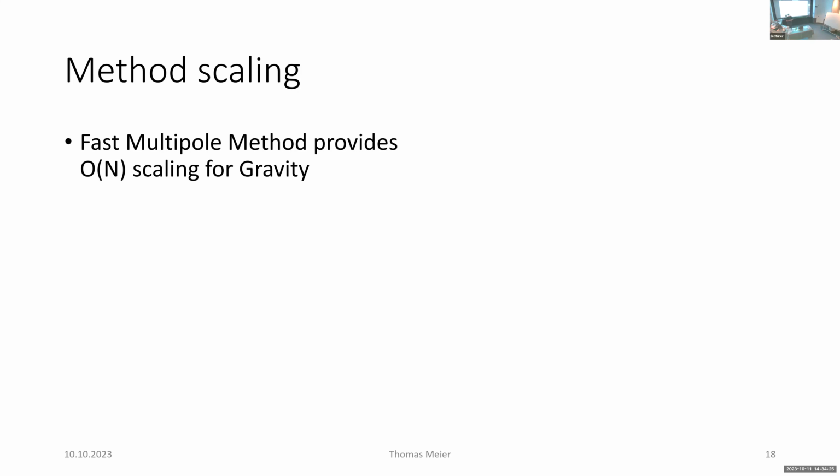Now, we are really fast, right? That's the whole point about that. And the way we do this is we use, for gravity, the fast multipole method, which gives us an order n time complexity, which means that doubling the number of particles means doing twice the work. And that is the best you can achieve in gravity. There's no way to get any faster than that.